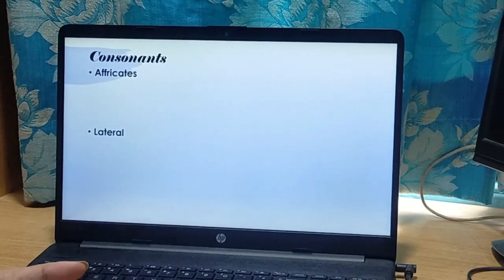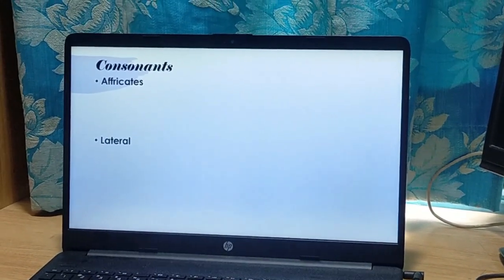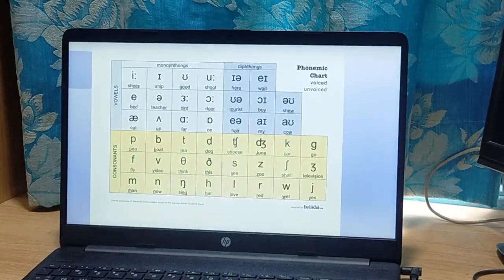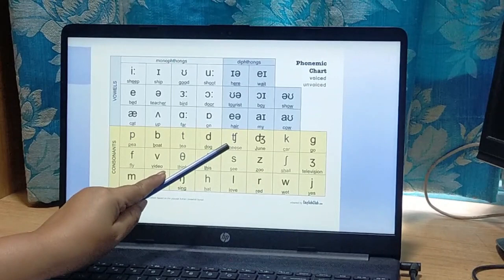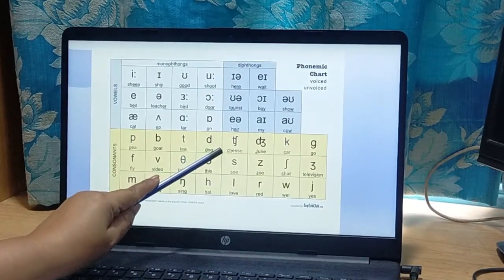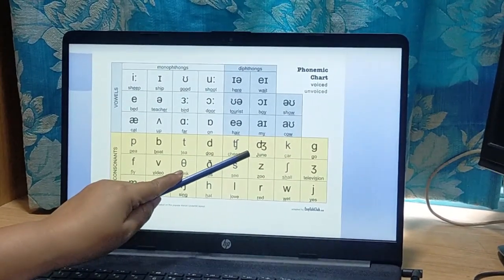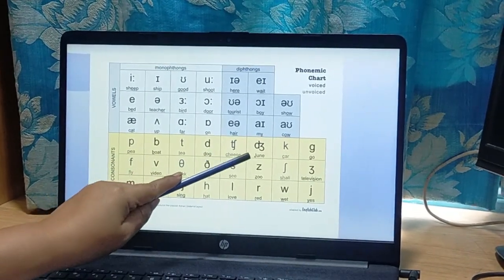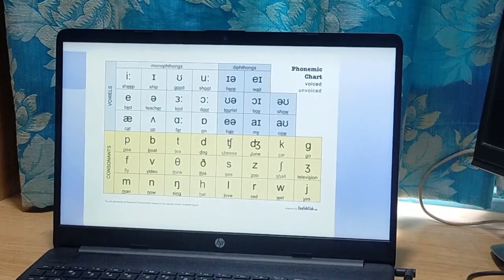In fact, in English we just have two affricates. I'll just go back and show you the affricates there. They are ch as in cheese, and j as in June.